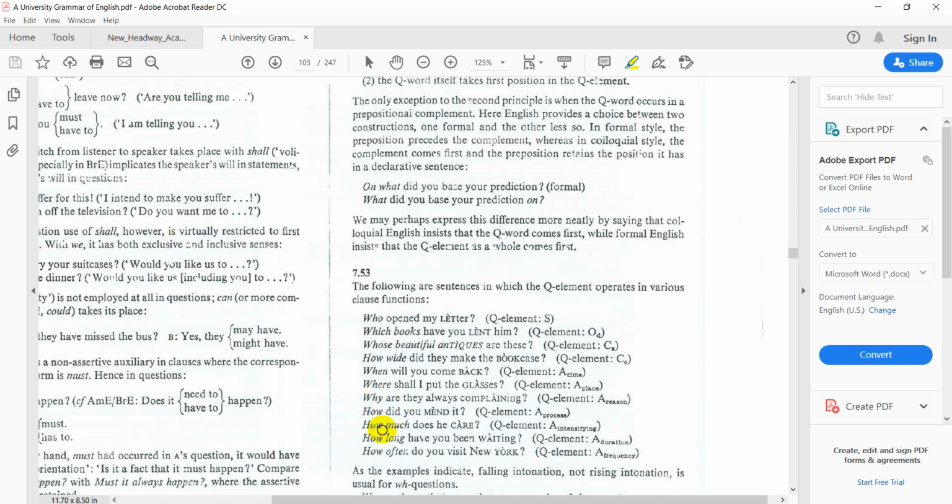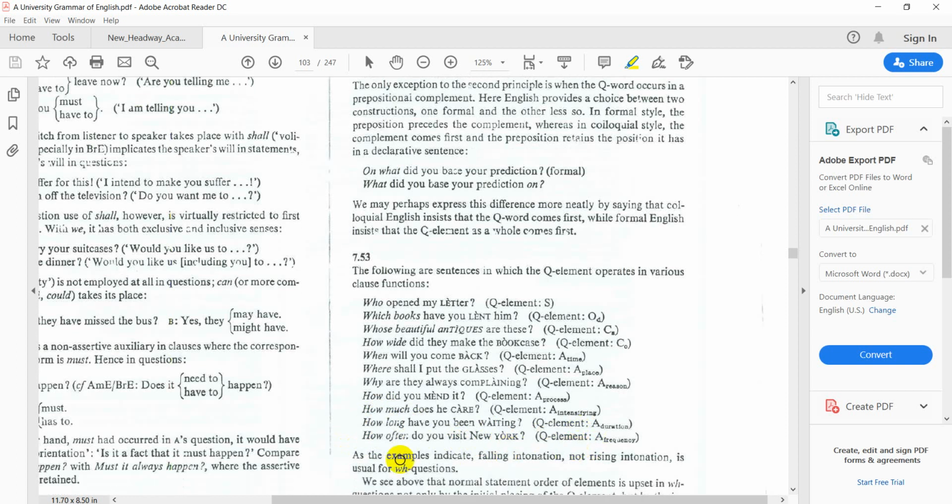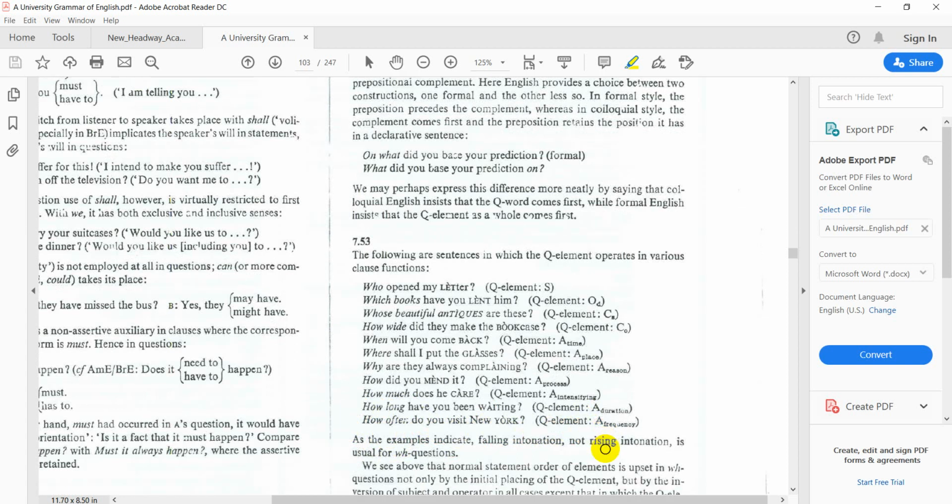How, adverb of process. See, how did you mend it? It is adverb of process. How much, intensifier, as you see, this is a quantity. How much does he care? So it is adverb of intensifying. How long, as you see, this is duration. How long have you been waiting? This is Q element, adverb of duration. How often, adverb of frequency. How often do you visit New York? Q element, adverb of frequency.